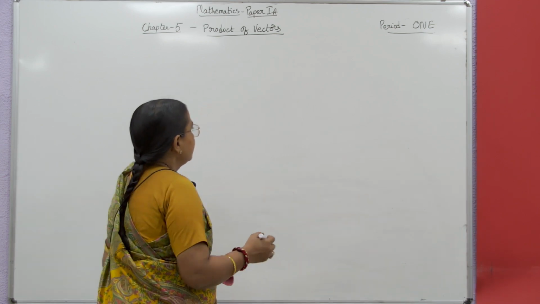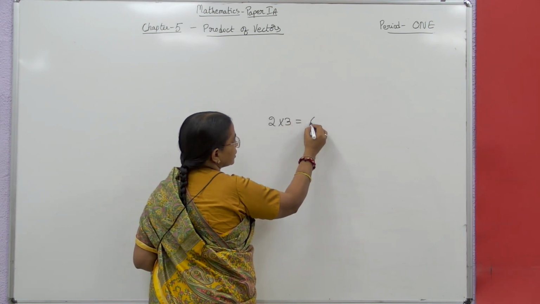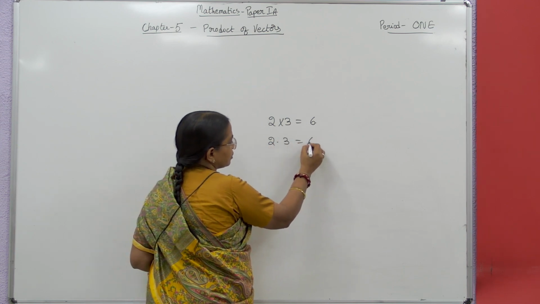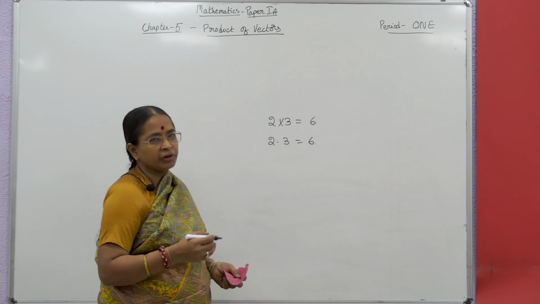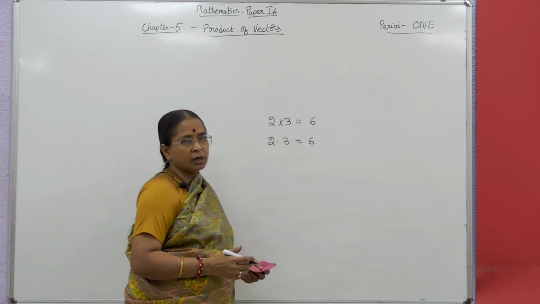Like, see, in real numbers, suppose I have to multiply 2 into 3. I'll write 2 into 3 and then 6, like this. And then I can also write 2 dot 3 is equal to 6. We use these notations in multiplication of real numbers, into, or we sometimes write dot like that.